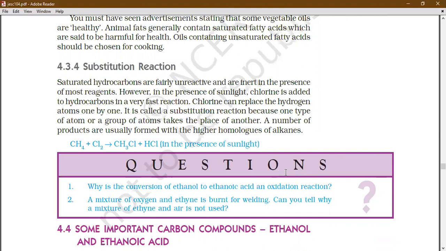It is called a substitution reaction because one type of atom or a group of atoms takes the place of another. A number of products are usually formed with the higher homologs of alkanes. CH4 plus Cl2 gives CH3Cl plus HCl in the presence of sunlight.